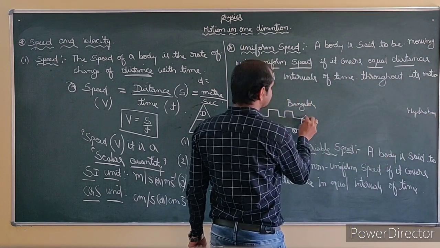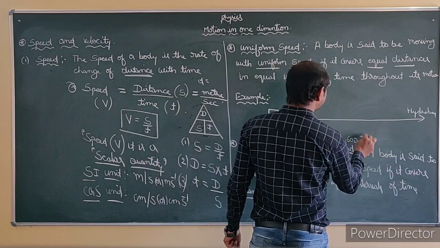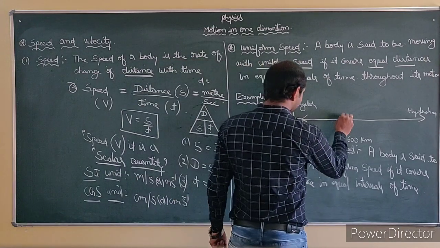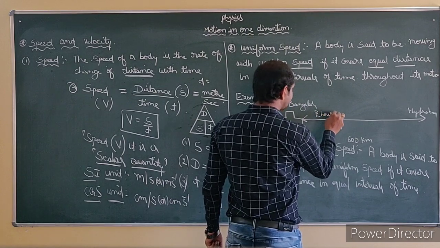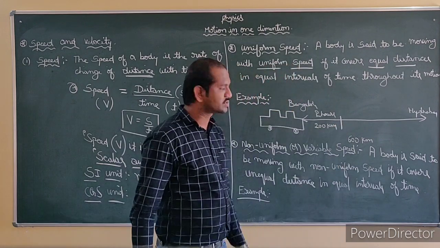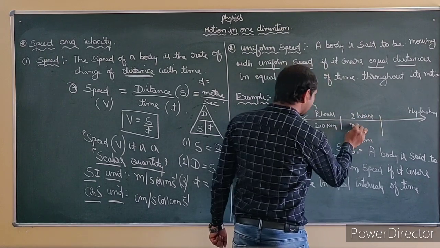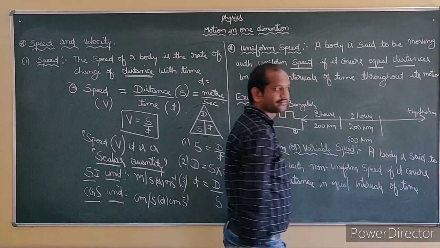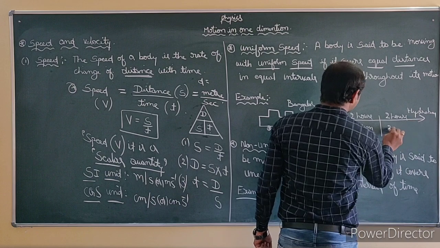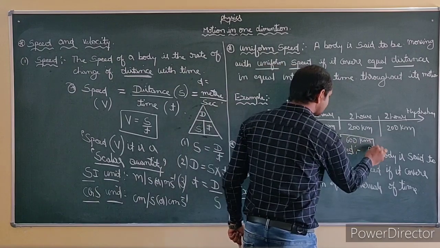Just for a practical example, let us understand the distance between Bangalore and Hyderabad is nearly 600 kilometers. Now, in the first 2 hours, the bus covers 200 kilometers. Next, in the next 2 hours, the bus again covers 200 kilometers. Again, in the next 2 hours, the bus covers 200 kilometers. So finally, what was the distance? 600 kilometers.